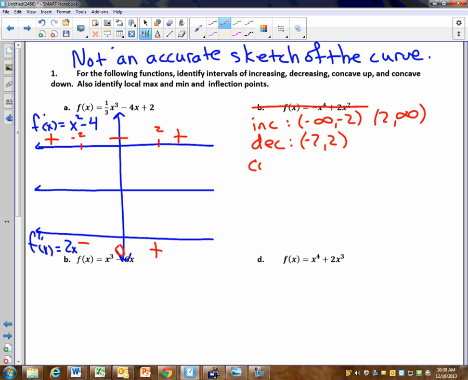Concavity. Concave up, concave down. Where is it concave up? Which derivative do I look for that? Do I look at second derivative? Very good. From 0 to infinity. Concave down: negative infinity to 0. Max. Min. Inflection.